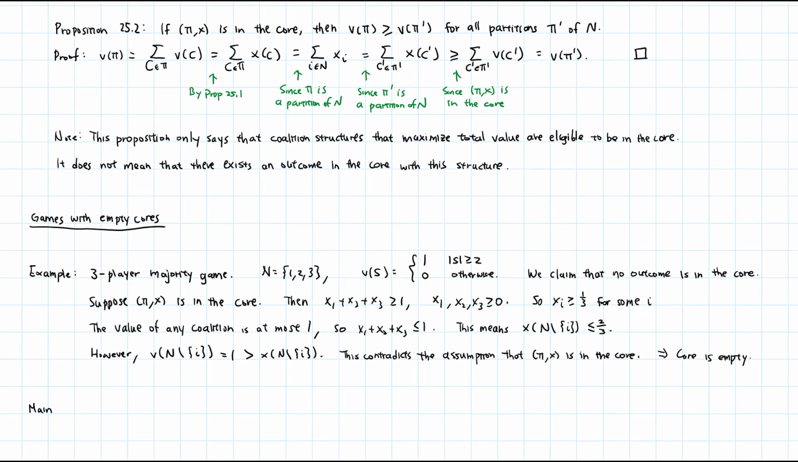So now one of the main questions in cooperative game theory is, which games have non-empty cores? This is not an easy question, and in fact, in general, it is very difficult to determine whether or not a game has an empty core. But we will look at some of the results regarding this in the next few lectures.